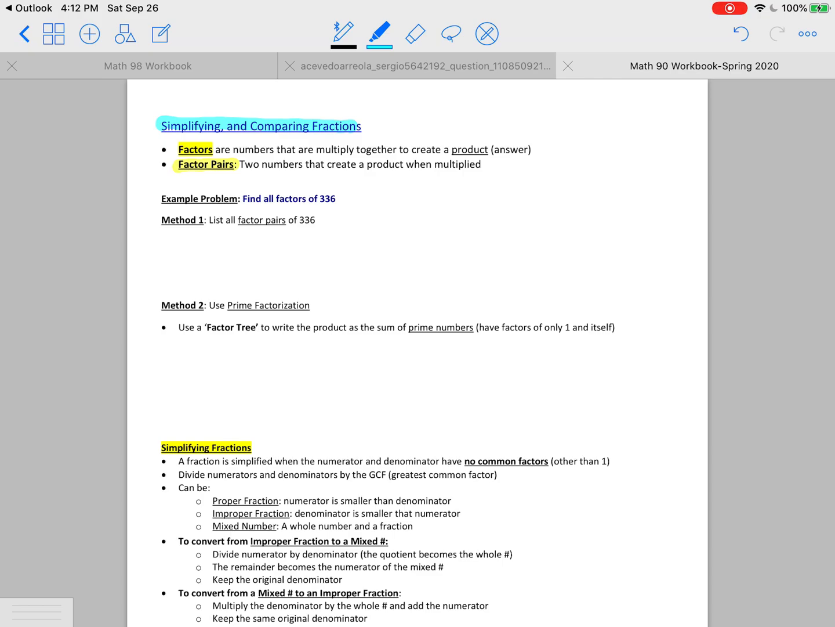So let's start out with this idea of factors. What are factors? They are numbers that are multiplied together to create a product. And a product is just the answer, right? So we might take a look at the factors. Let's just say 2 times 3, because we know that they will give us a product of 6. We could also say that 1 times 6 is 6. So 1 and 6 are factors of 6, and 2 and 3 are factors of 6.